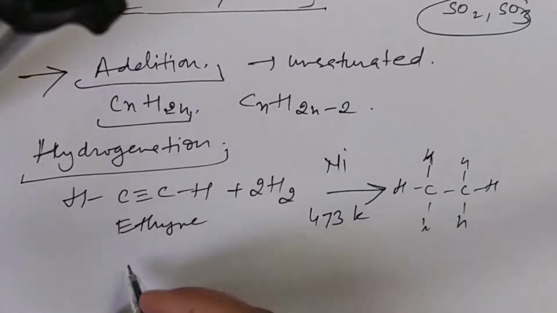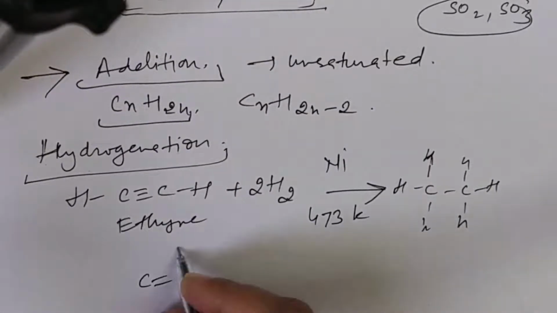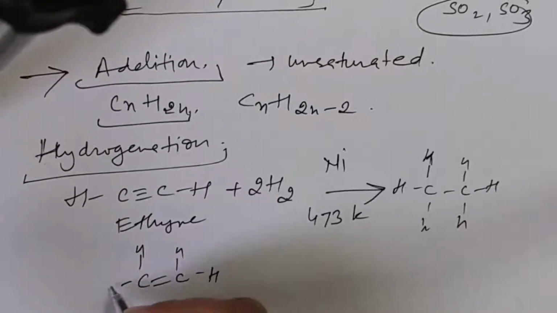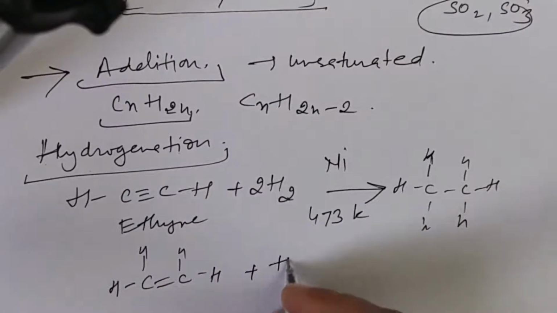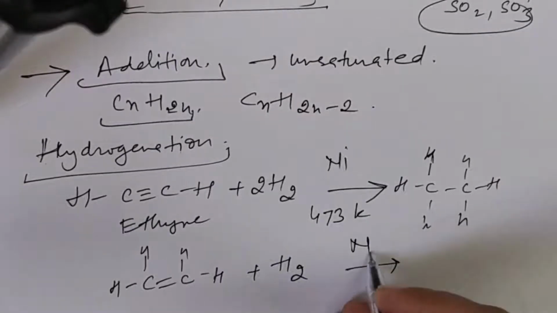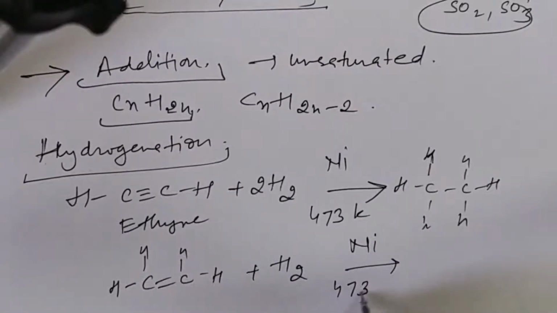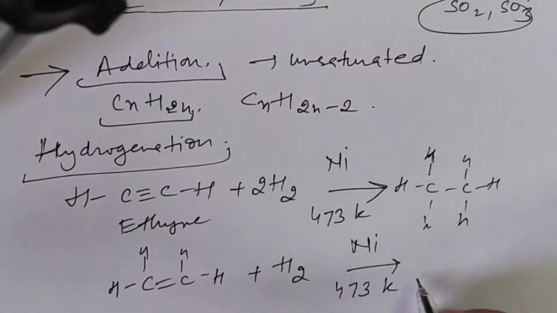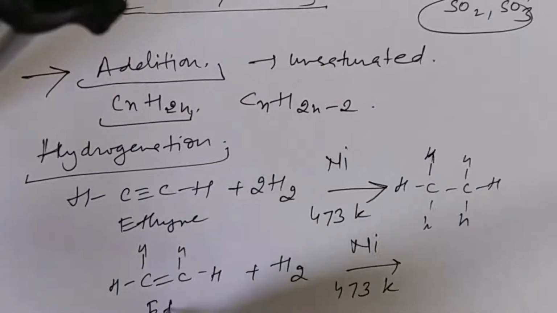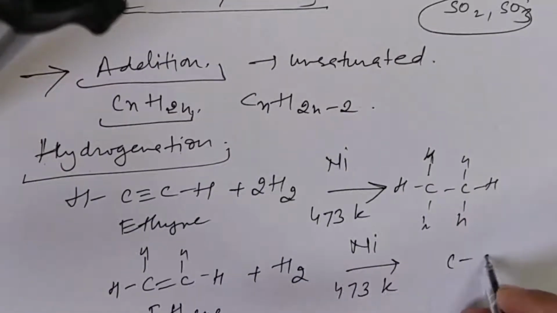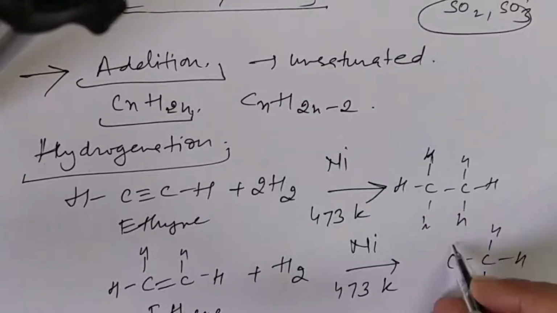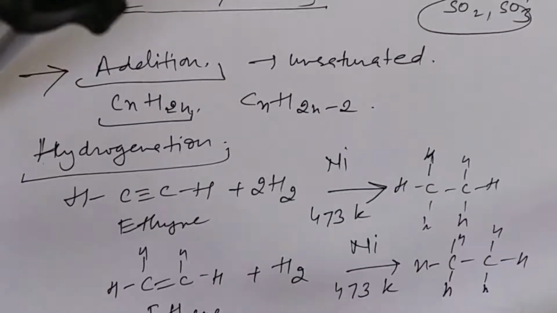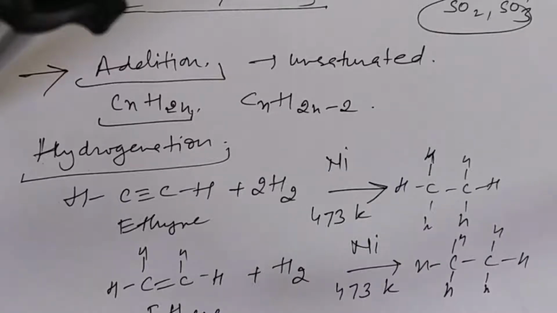And suppose we take the example of the ethene molecule here. There is a double bond. You have to take 1 mole of hydrogen in the presence of nickel catalyst at 473 Kelvin, and it will be converted into ethane, which is a saturated compound. So unsaturated compounds can be converted into saturated compounds by catalytic hydrogenation.